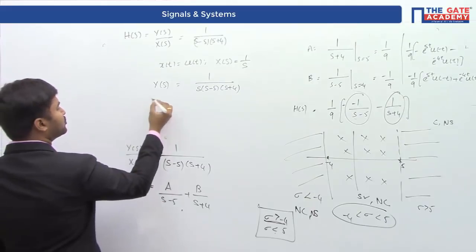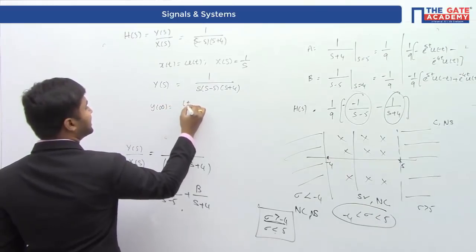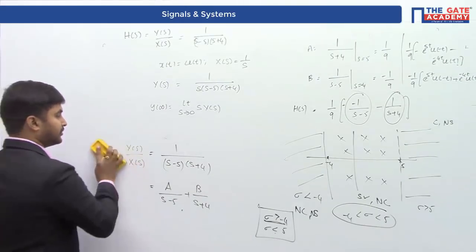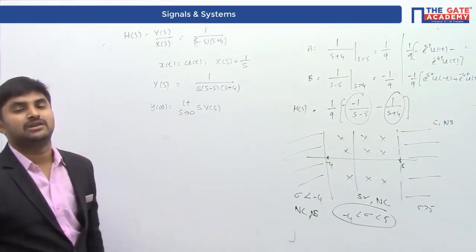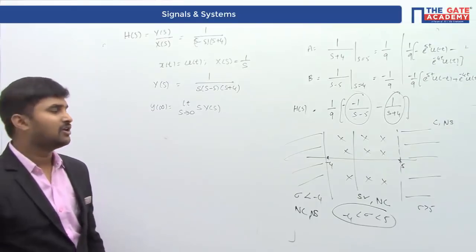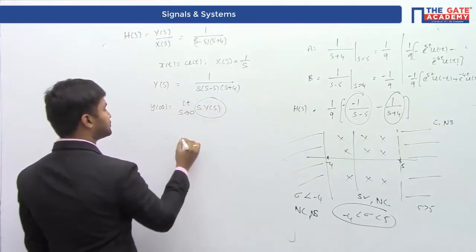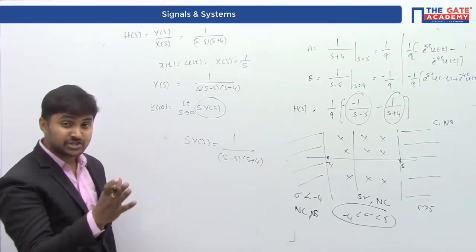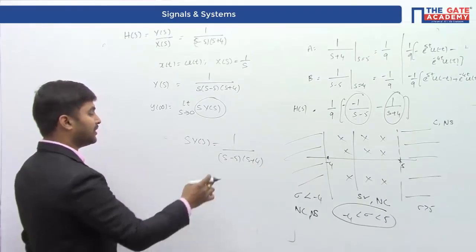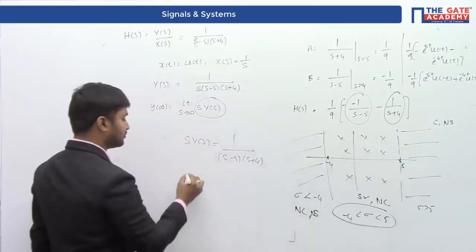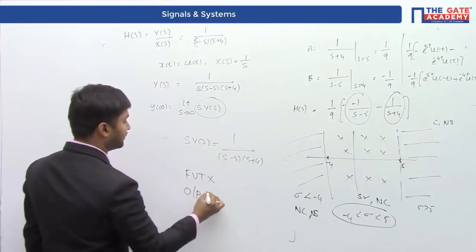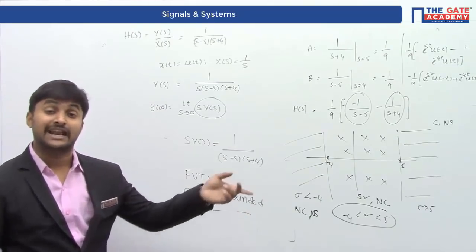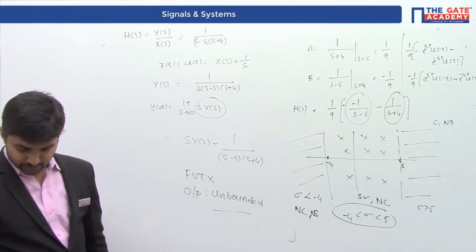In that particular case, if I want to apply the final value theorem, what is the formula? y of infinity is the limit as s tends to 0 of s into Y of s. But can I apply the final value theorem? To apply it, you have to ensure that all poles of s into Y of s, which is 1 by (s minus 5)(s plus 4), lie in the left half of the j omega axis, plus the system is causal. But you can see one of the poles is present in the right half of the j omega axis. Therefore, the final value theorem cannot be applied and the output is going to be unbounded. So we have done the second part.